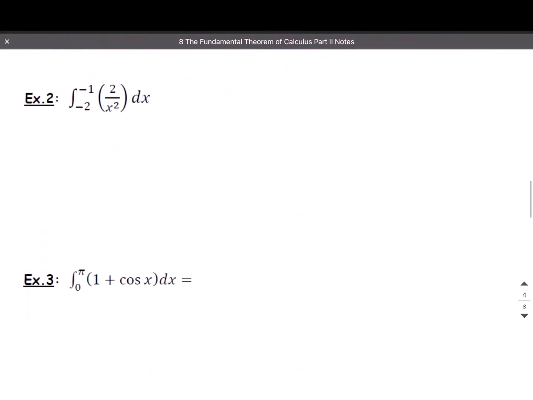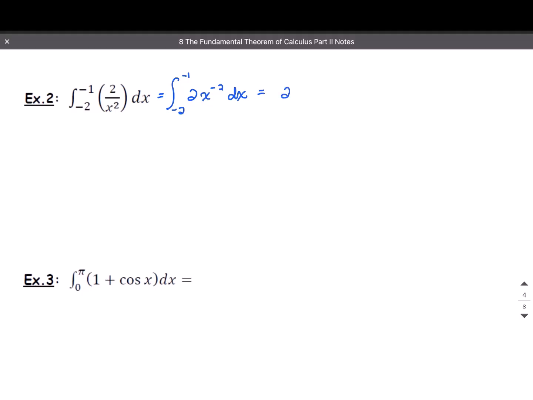So here we go. We're going to do the integral from -2 to -1 of 2 over x squared dx. Now the first thing I would suggest, rewrite this as 2 times x to what exponent? -2. That's right, the negative will bring it out of the denominator. Now we're ready for our antiderivative.